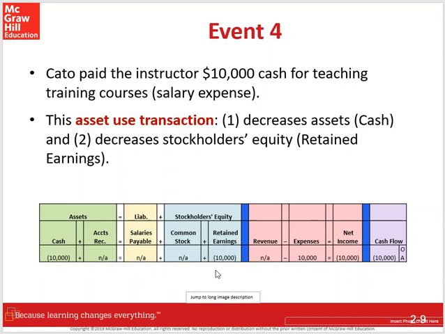And again, remember, when we put something in retained earnings, we need to ask ourselves why: revenue, expense, or dividends. And this time the answer is it's salary expense, which is going to bring down our net income and therefore bring down our retained earnings. The cash flow type is OA. Paying our employees is a normal part of running our operation.